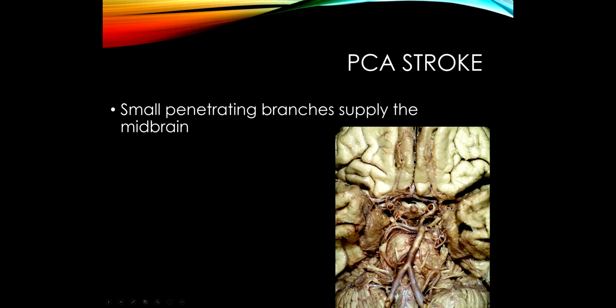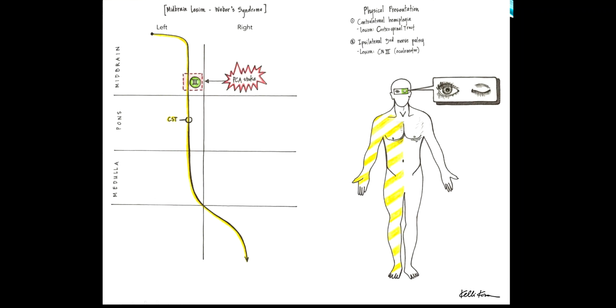There are also branches off of the superior cerebellar artery that go back to supply the midbrain, but posterior cerebral is the most important. And so our midbrain stroke that we've already talked about in the lecture on the midbrain was Weber's syndrome. So remember there we get an ipsilateral third nerve palsy and a contralateral hemiplegia. And so the lesion here is third nerve, cerebral peduncle.